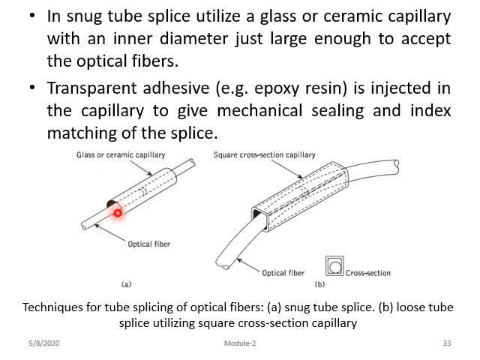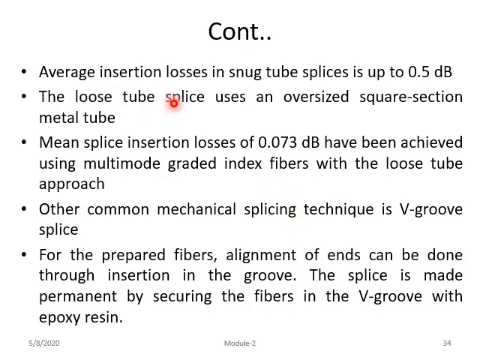But in between this region we use index matching fluids while doing this particular mechanical splicing. This is one ceramic, and if I have a square cross section of fiber, then a square cross section capillary can also be used, which is something like loose tube splicing. This is snug tube splicing. So there are two methods under tube splicing. This is one type of mechanical splicing method. The average insertion loss with respect to this tube splice, especially for the snug tube splice, is 0.5 decibel, so the loss will be more.